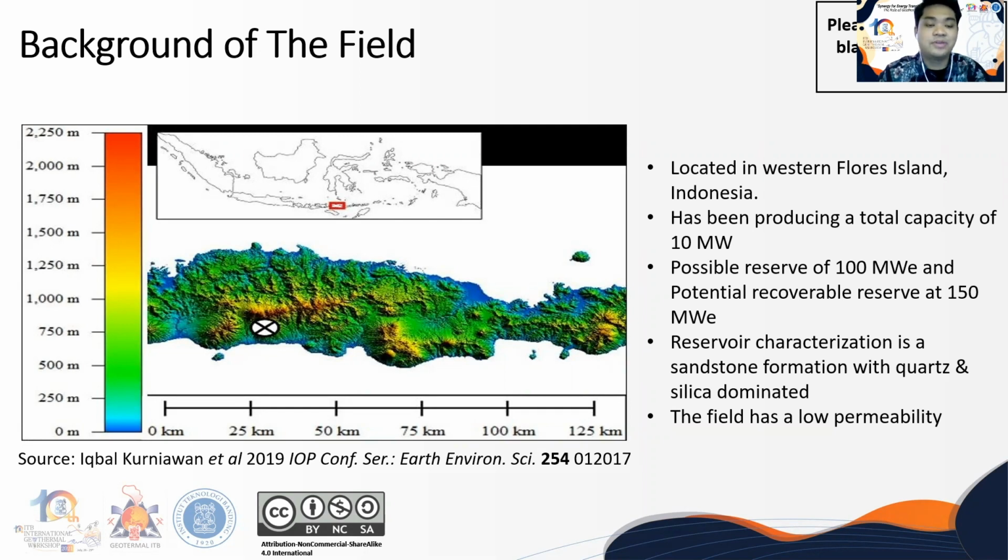Based on paper Yono, the field has a low permeability. And what will be reviewed further from this well is regarding the potential for formation damage around the wellbore, which usually occurs during well operation and has an impact on well productivity.